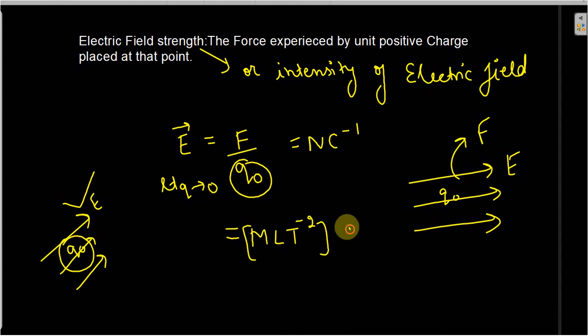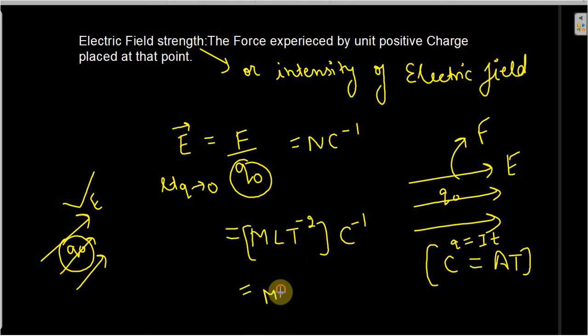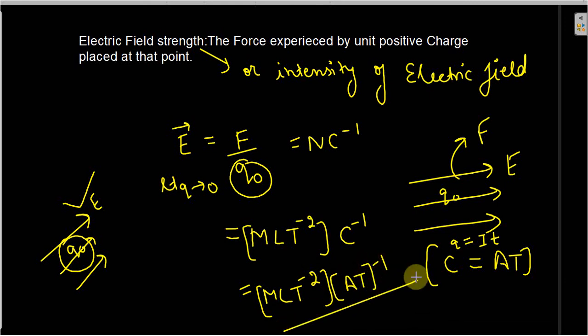So you can write per coulomb, otherwise you can convert coulomb, because we know Q is equal to I t, where I is current and t is your time. So you can replace this with M L T minus 2, and what is your C? C is in the inverse, so we will write it in inverse. So this is the dimension formula for electric field strength.